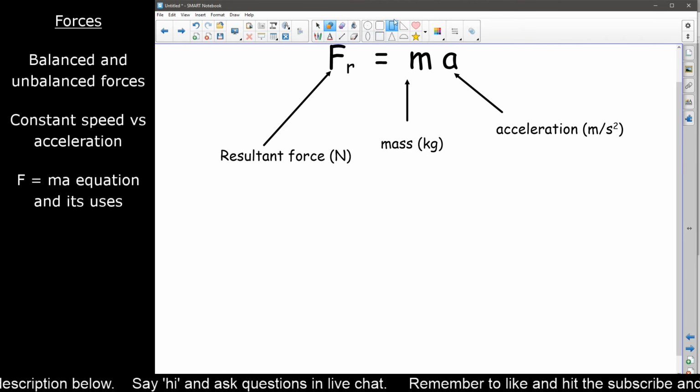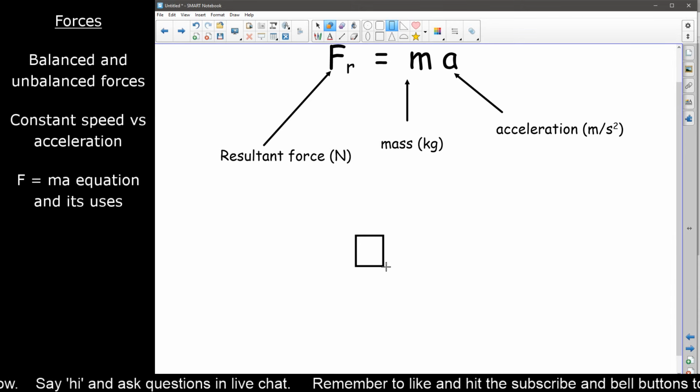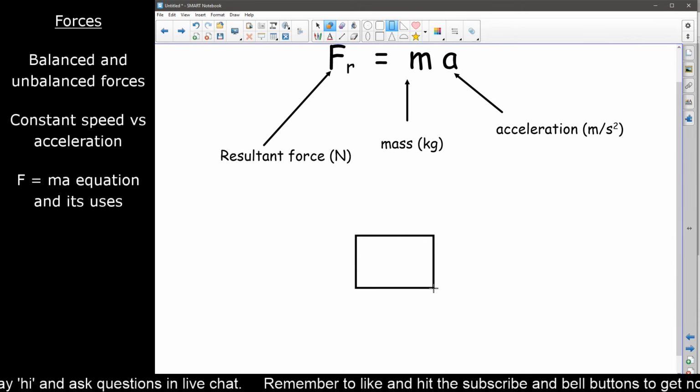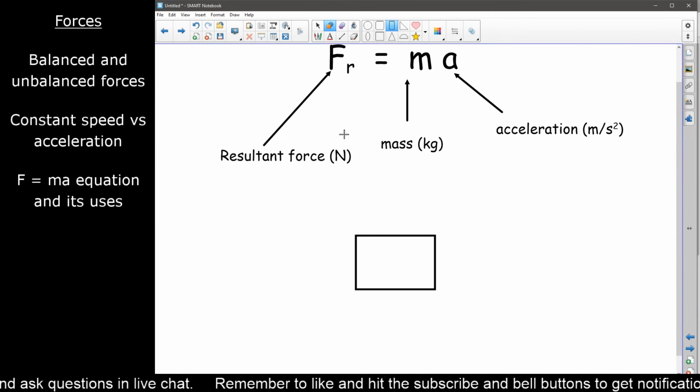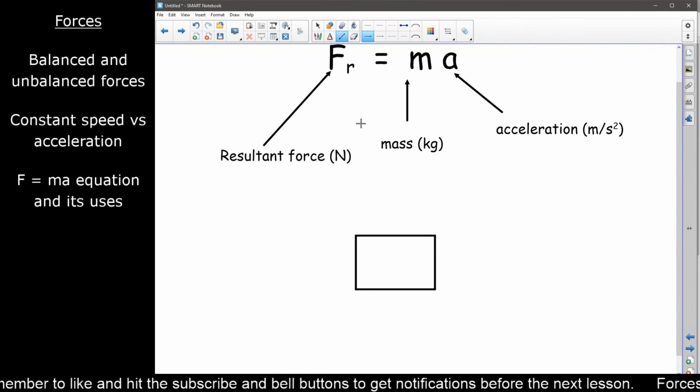If there's the odd person in the chat that's doing foundation tier, it used to be that you could only be asked to calculate the force. That has changed since the revision of the specification. You can be asked to rearrange this formula. If you're doing higher tier or triple award, be expected to have to rearrange this equation. It seems highly unlikely that they're going to give you a straightforward one.